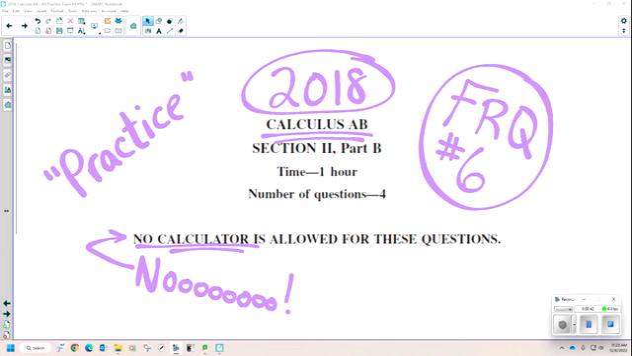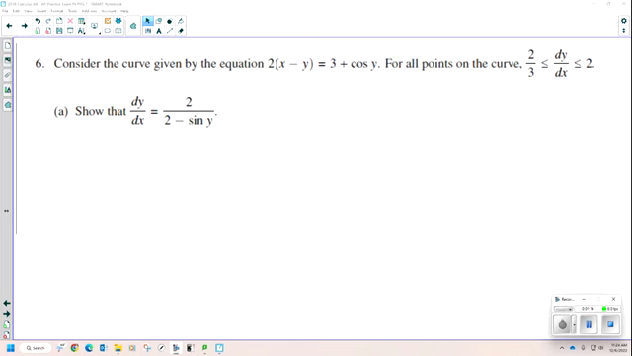Number 6 reads, consider the curve given by the equation 2 times (x minus y) equals 3 plus cosine of y, for all points on the curve where the derivative is in the interval from 2/3 to 2 inclusive. That's not an interval on the x-axis or for an x value. That is an interval for the derivative. All right? 6a asks us to show that the derivative dy/dx is 2 over 2 minus sine of y. All right, let's begin this bad boy.